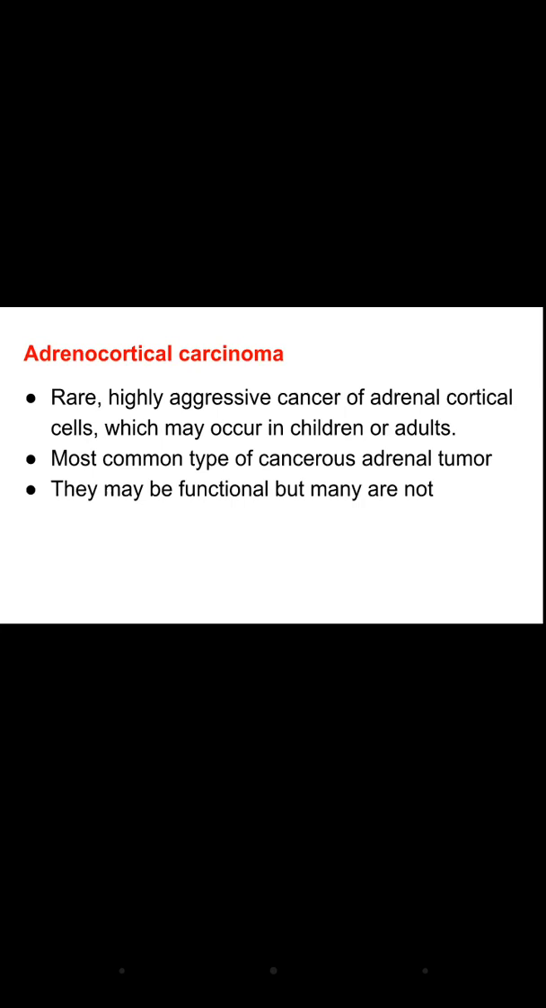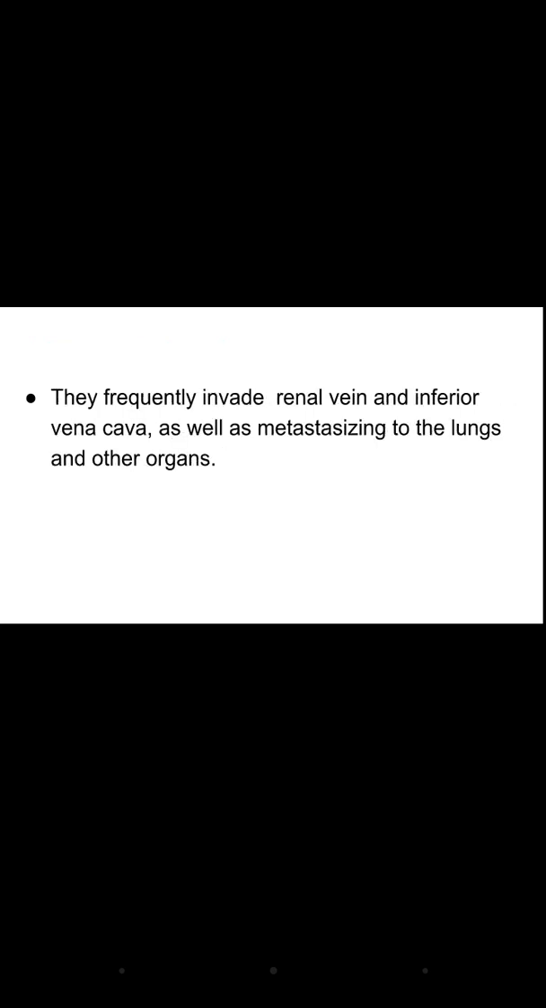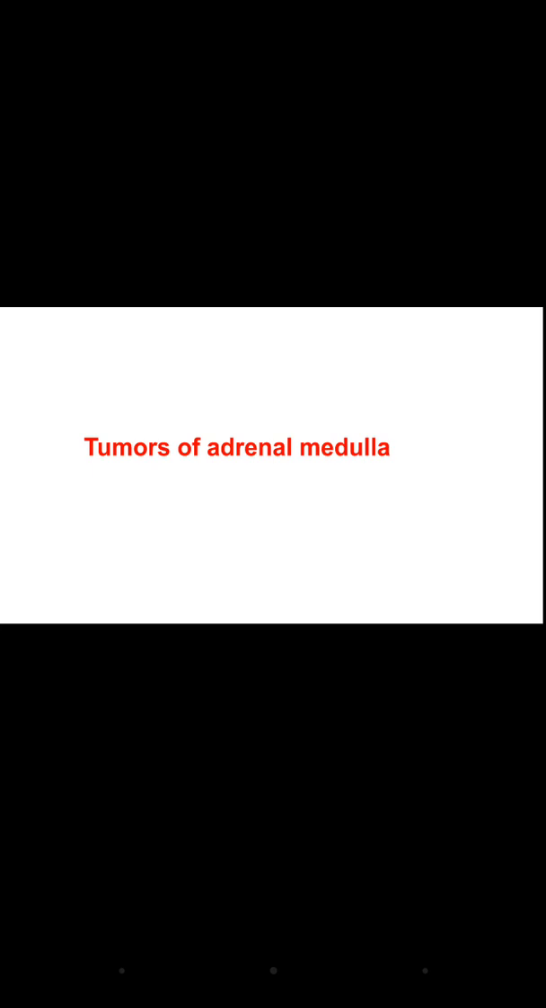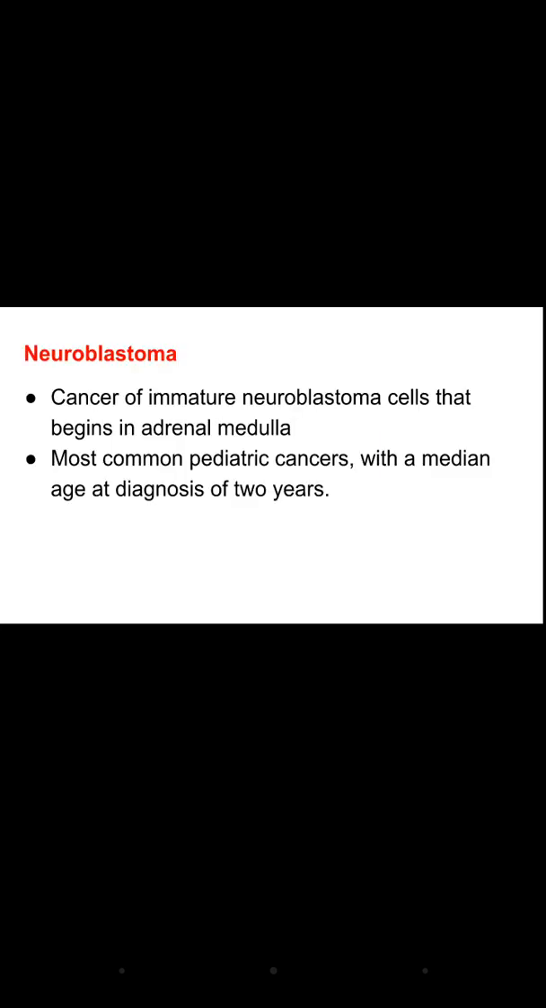Now adrenocortical carcinoma, these are very rare, and this is a highly aggressive cancer of the adrenocortical cells which may occur in children or adults, and this is the most common type of cancerous adrenal tumor, not the benign one. Benign one is the adenoma, but this is the most common cancerous adrenal tumor. These can be functional and non-functional, but mostly these are non-functional. Because these are cancerous, they will invade the renal vein, inferior vena cava, and also metastasize to other organs.